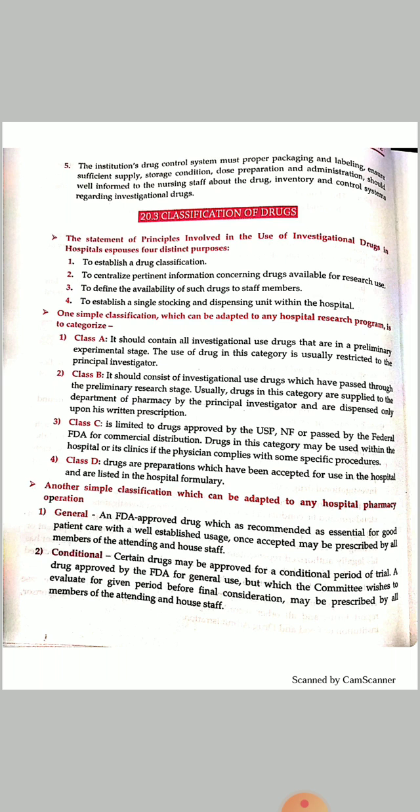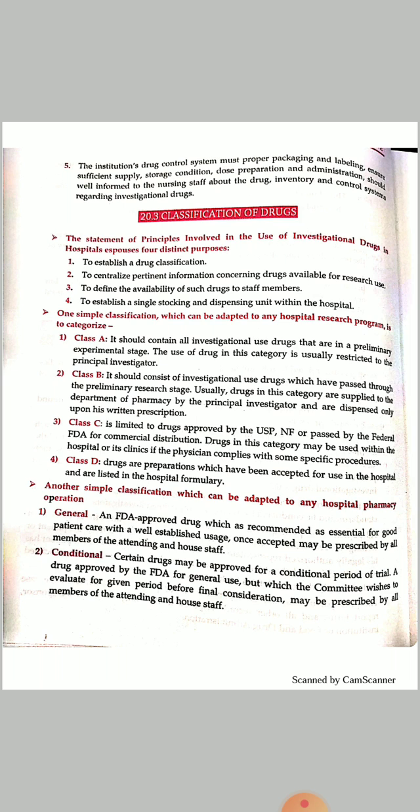So, what is the classification of the drugs? The statement of the principles involved in the use of investigational drugs in hospitals exposes four distinct purposes. First is to establish the drug classification, to centralize the pertinent information concerning the drugs available for research use, to define the availability of such drugs to staff members, and to establish a single stocking and dispensing unit within the hospital. One simple classification, according to the criteria the hospital research is being divided.